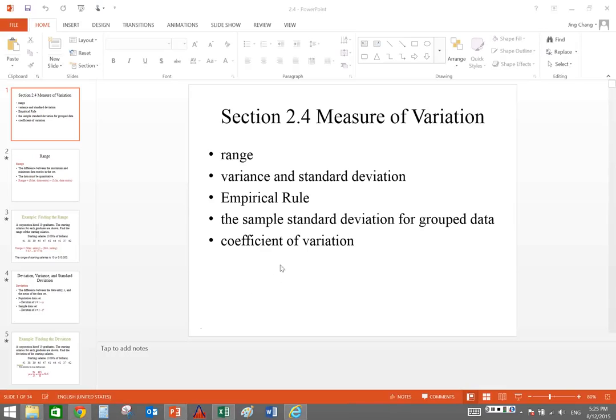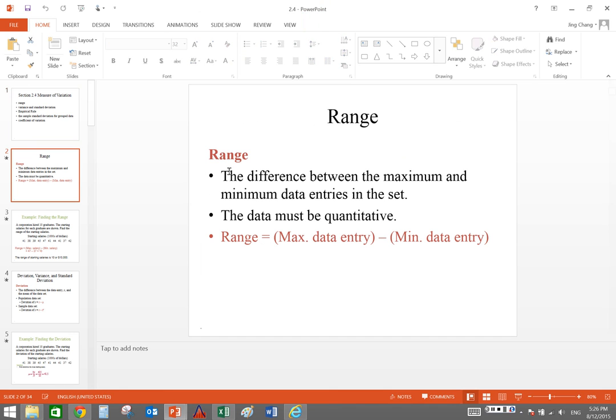In this video, I'll talk about section 2.4, measure of variation. In section 2.3, we learned how to measure the central tendency of a dataset: mean, median, mode. In this section, we'll learn how to measure the variation or the spread of a dataset. So we can have range, variance, and deviation. Range is just maximum minus minimum, that's very easy to calculate.